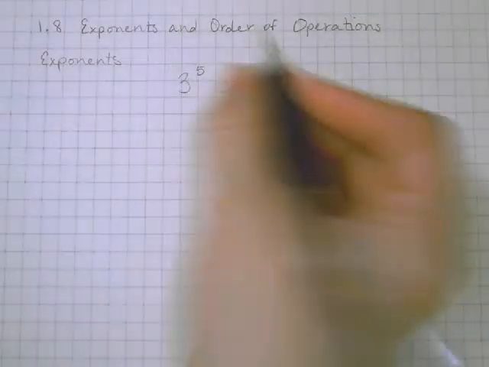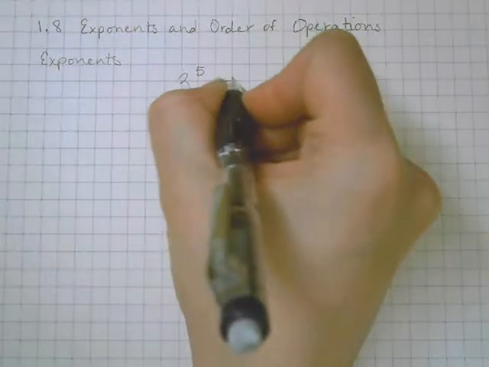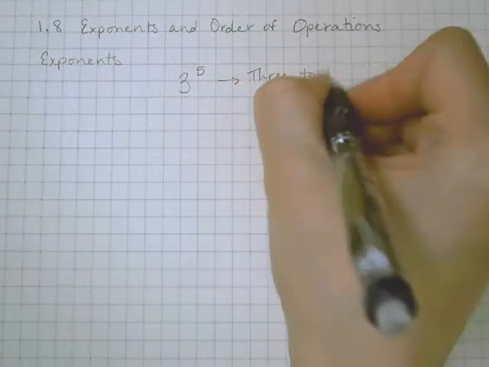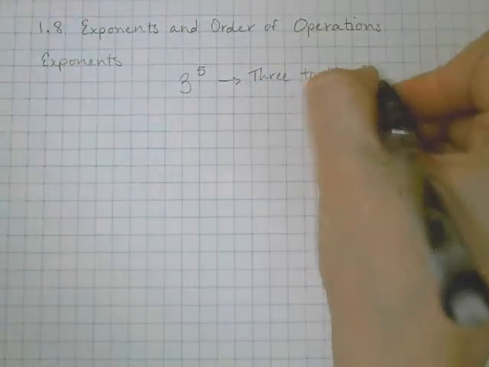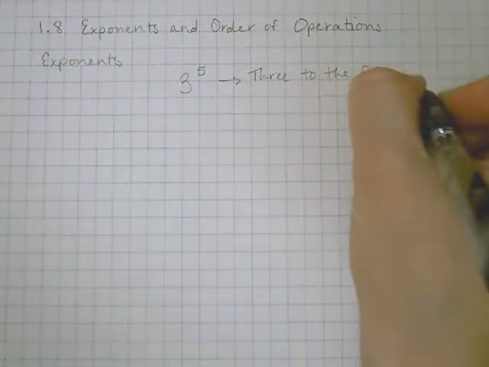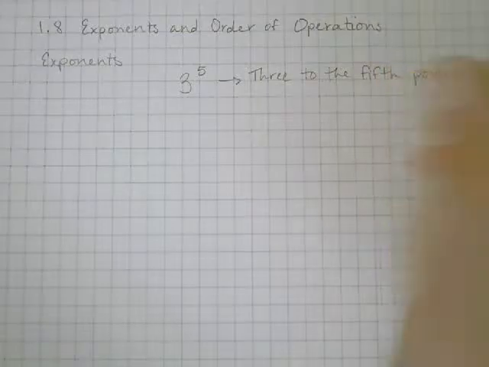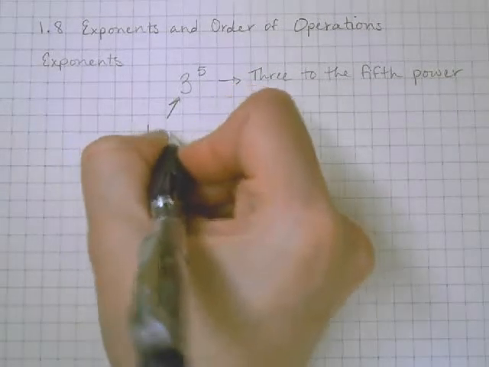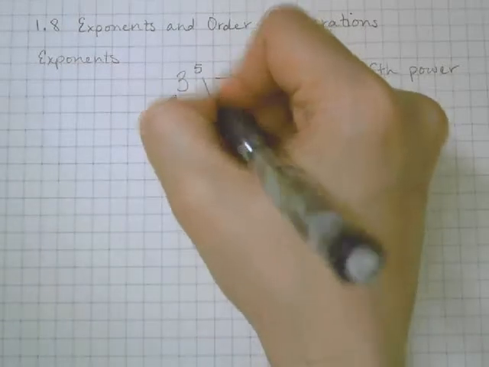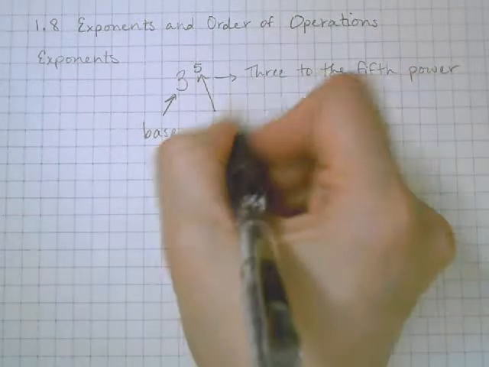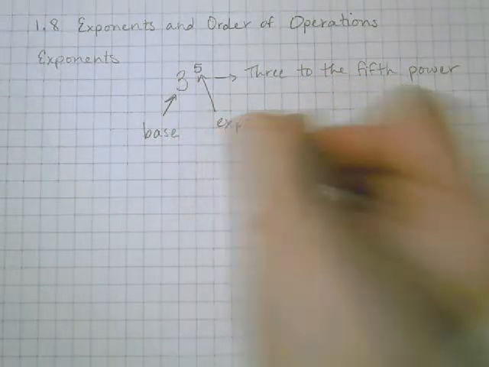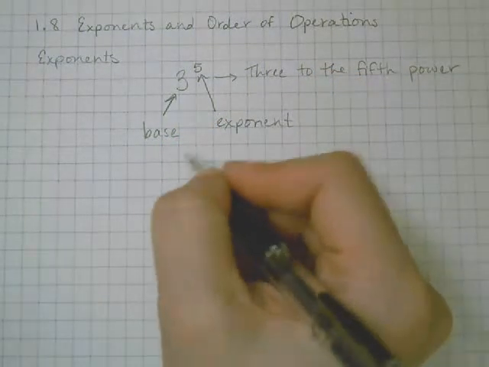If I have 3 to the 5th power, so that's how this is read, 3 to the 5th power. 3 is what's called my base. And 5, the small number up top, is called the exponent. The base is the number being multiplied by itself.